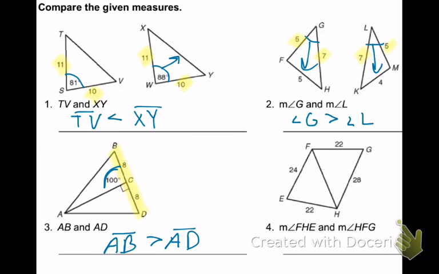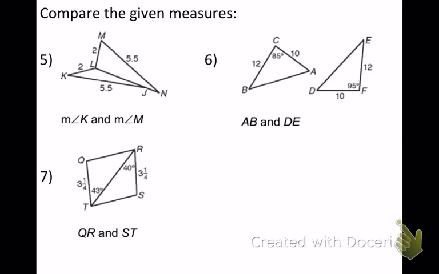Number 4, I have angle FHE and I have angle HFG. So which one's going to be bigger, FHE or HFG? So I would say FHE is less than angle HFG. Okay, so we can use that representation there. Nice job. Take a couple seconds, try these 3 on your own.